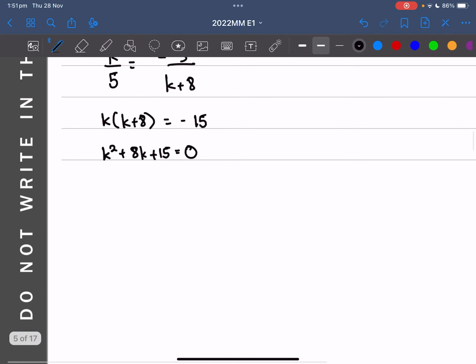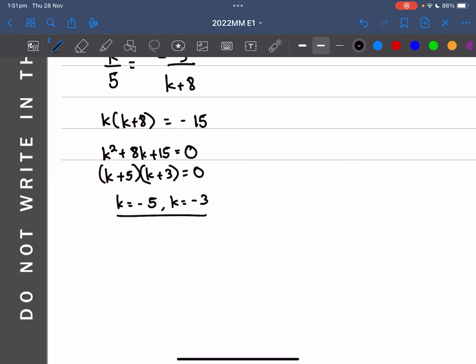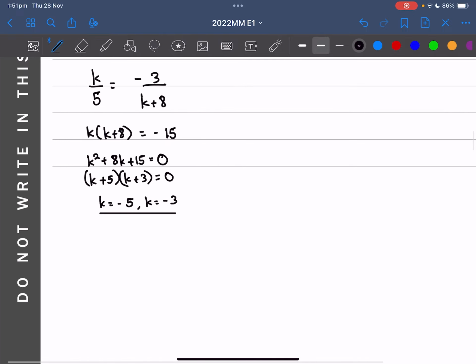So now we have to factorize it. So we can say k plus 5 times k plus 3 equals 0. So k equals negative 5 and k equals minus 3. Okay, so these are the solutions for when the gradient is the same.